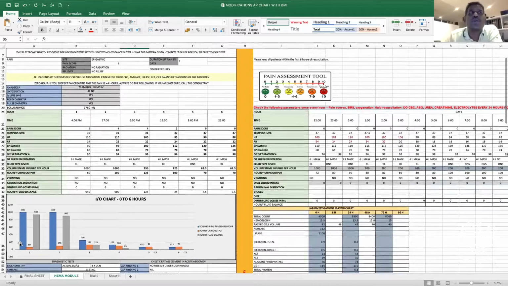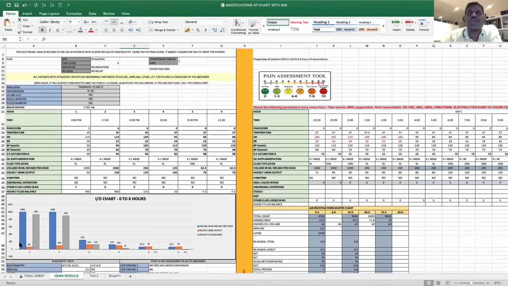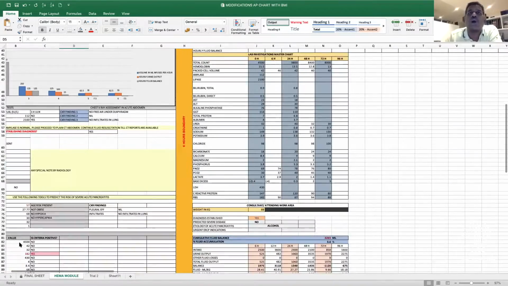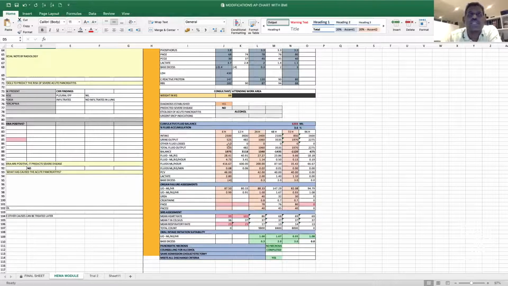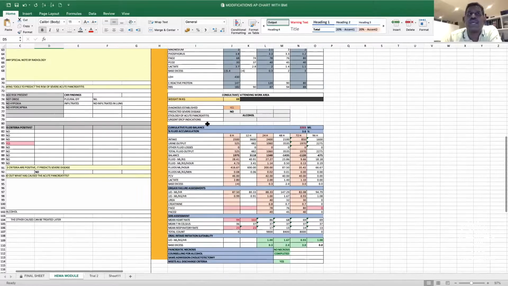What we wanted, to keep this very simple, was to build how to look at this. If you can see the center of your screen, this Excel sheet has a consultant or attending working area, which is completely auto-filled, meaning that it will tell you by just looking at the end of all the timelines, 6 hours, 12 hours, 24, 48, 72, and 96 hours. It will tell you the cumulative fluid balance, which I did not use in the initial checklist, but I learned it from my training in the US.